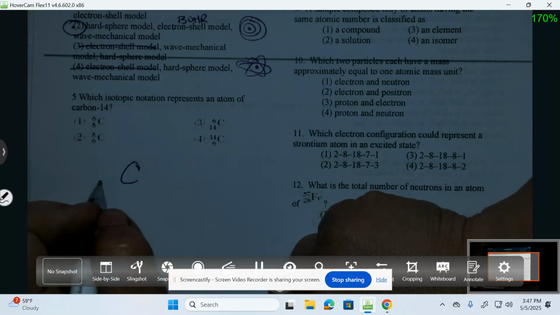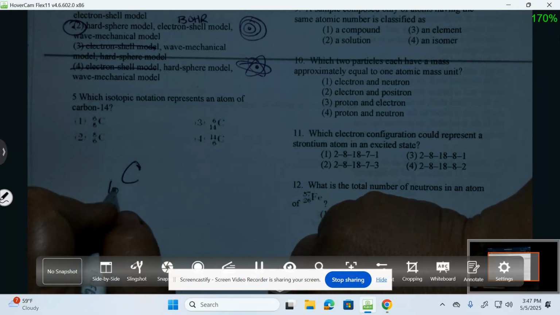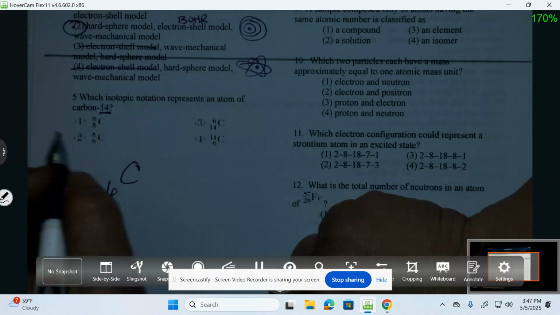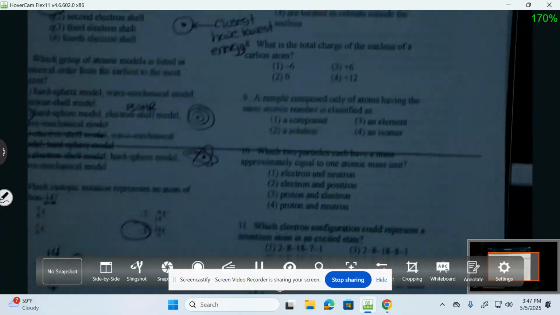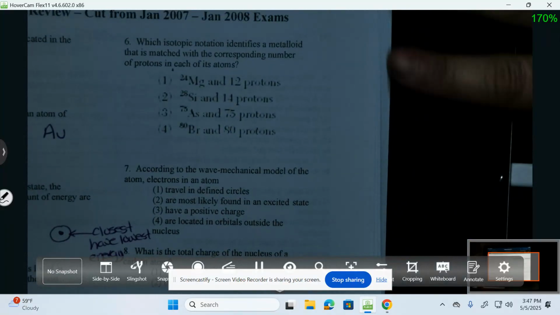Carbon. What's its atomic number? 6. And this 14 is the mass number, so it looks like choice 4 is carbon-14.